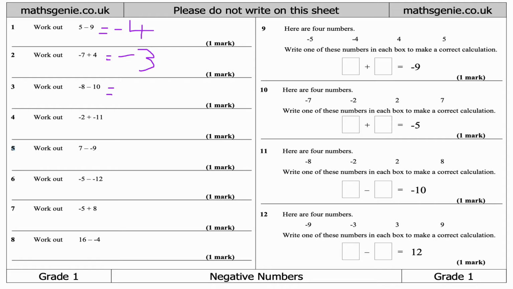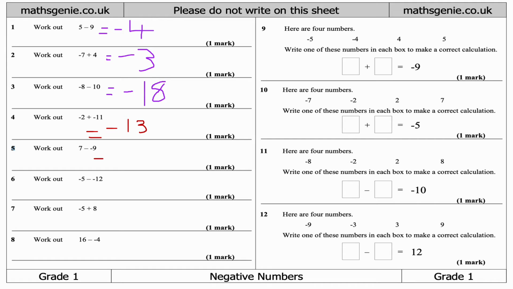Okay, question number 3, guys. Work out minus 8 minus 10. Well, I get minus 18. Okay. Question number 4. Work out minus 2 plus minus 11. So the plus minus, make that into a minus. So then I have minus 2 minus 11, which goes to minus 13. So it's minus 2 minus 11, which is minus 13, guys.